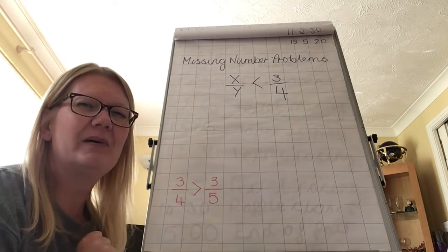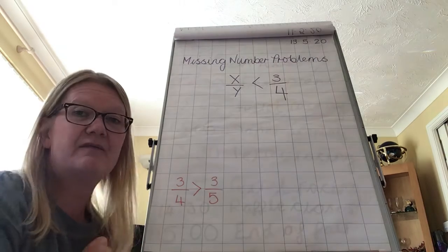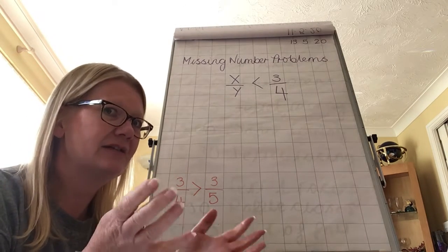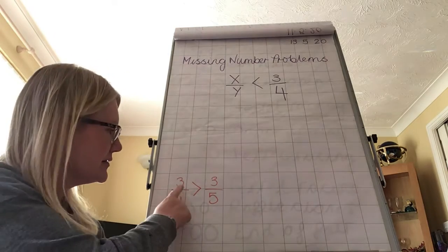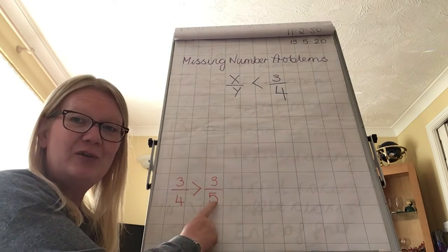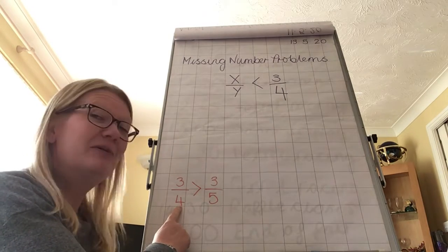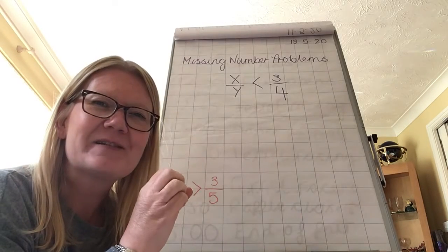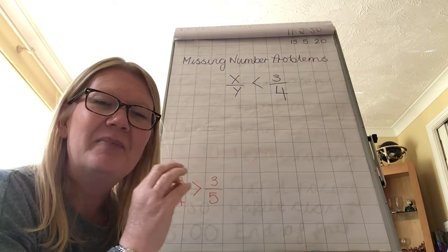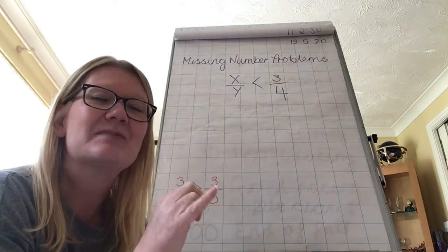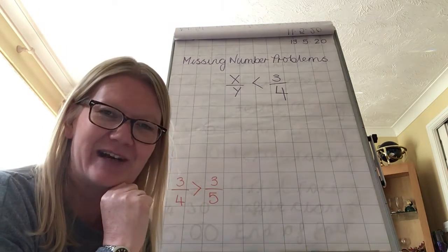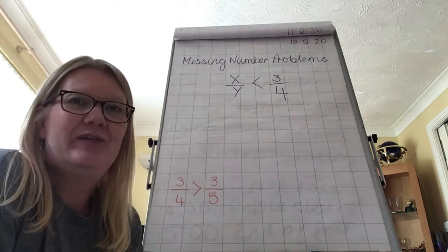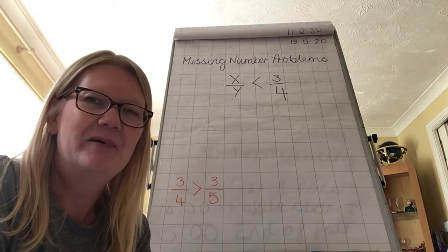Okay, so I've got 3 parts. And we know that quarters are bigger than fifths because if you divide a pizza into 4 parts, they're going to be bigger than if you divide that same pizza into 5 parts. So really, we're looking at 3 bigger parts or 3 smaller parts. The 3/4 has got to be bigger. So just bear that in mind when you're doing comparisons, okay? You can compare not just the same denominators, but you can compare using the same numerators. Just think carefully what it represents.